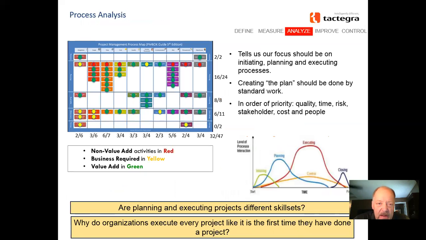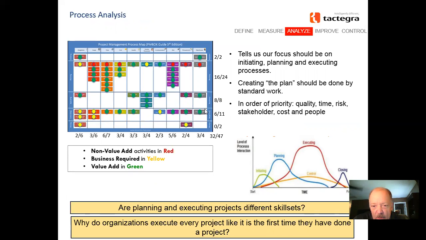The next step in the analyze phase was to go and look at the value add for the different steps of the PMBOK process. So you have these knowledge areas within each step. And what we wanted to do is we said, okay, non-value added activities are red, meaning the customer or the stakeholders don't necessarily care about them. Things that are required by the business, we put in yellow. And then things that were truly value add, we put in green.